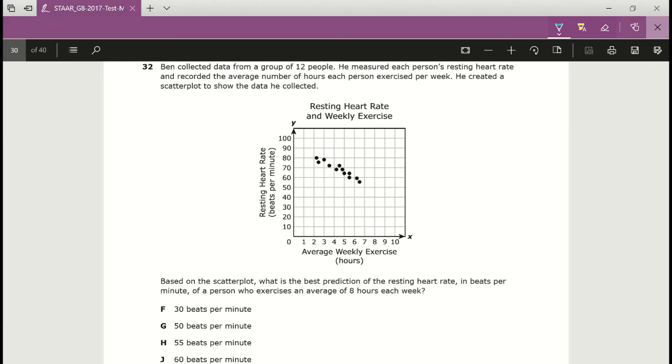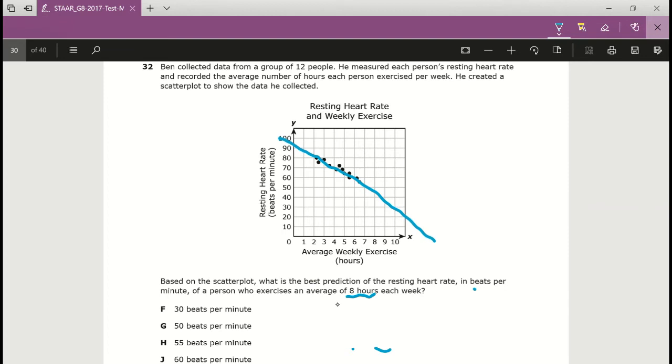You are not given a ruler on the STAR or the common assessment, so just try to draw as straight of a line as you can. So there we go. I draw a line through the middle of my points as best as I can, and it says, what is the estimate if someone works 8 hours each week?